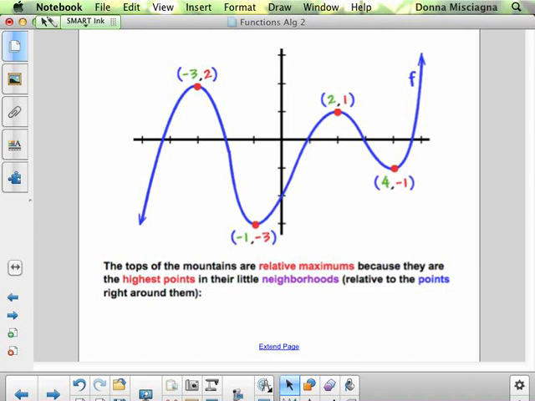So notice this is a relative maximum here, this (2, 1). That is a relative maximum. It's not the highest point because this point is higher. But they're both the highest points in their respective regions. And it basically looks like a mountain. So if you see a little mountain, that's a relative maximum.